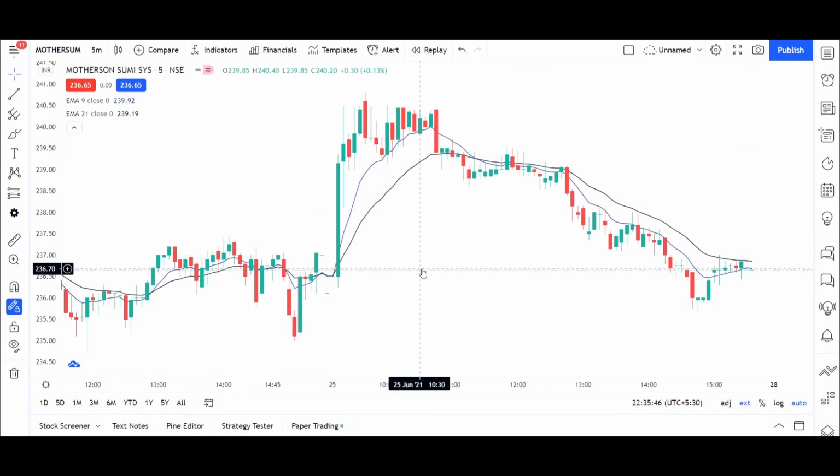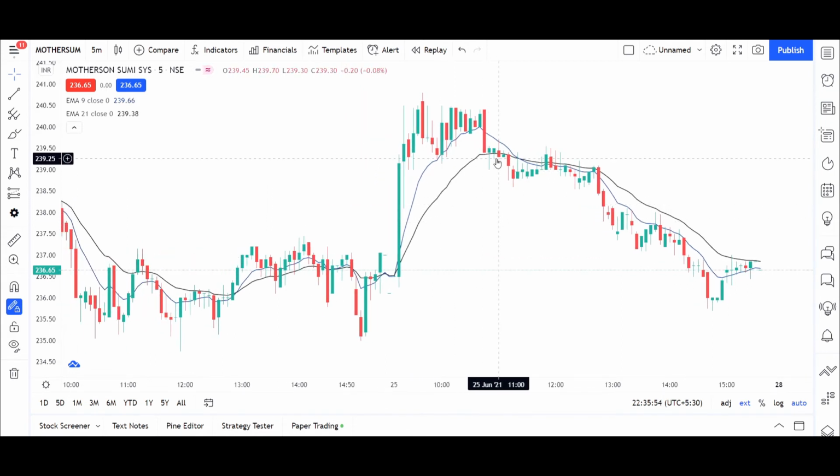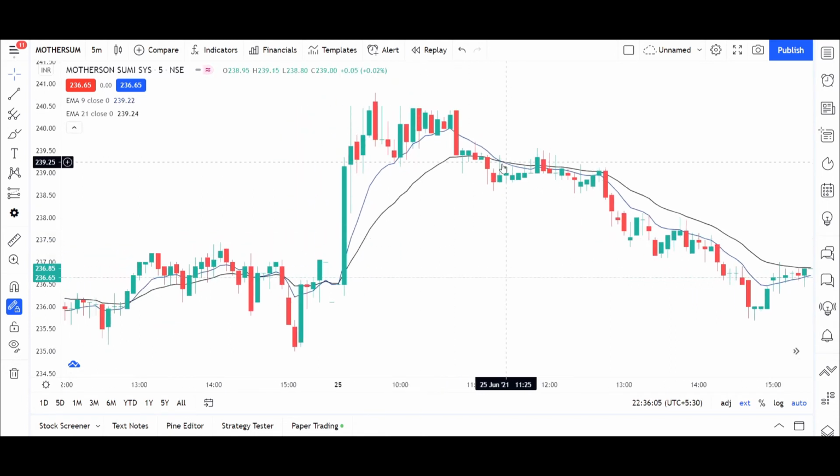Okay guys, so now I'll be showing you how you can take a bearish trade or a short selling trade using the 9 and the 21 EMA crossover. As we can see here, the 9 EMA has cut the 21 EMA from above it, which indicates that the market is now going to take a bearish trend.